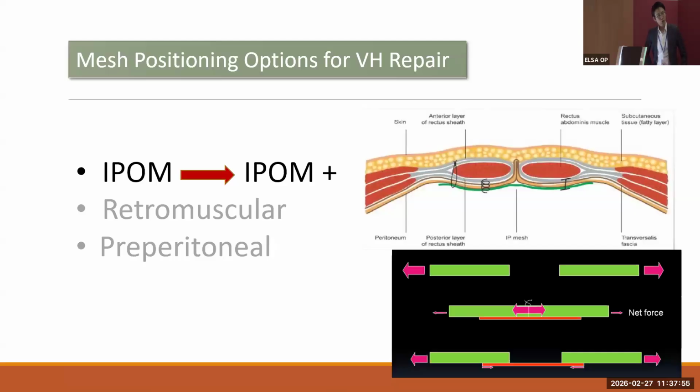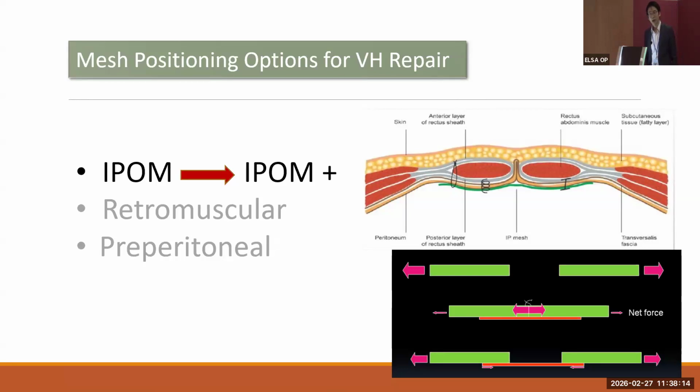Then we move on to laparoscopic surgery, right? IPOM, I think a lot of you are familiar, a lot of you have heard of this term before. It's the intraperitoneal onlay mesh. Okay, it's probably the first described laparoscopic repair for the ventral hernias, right?